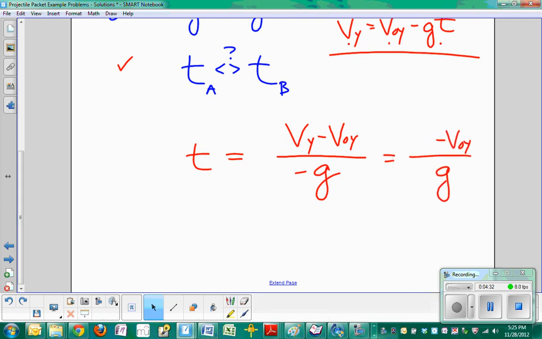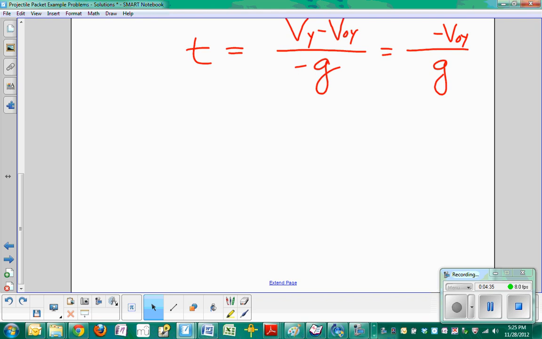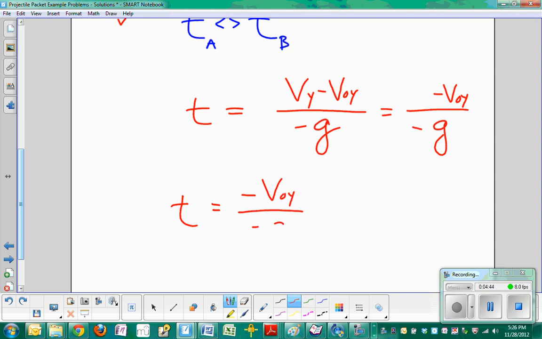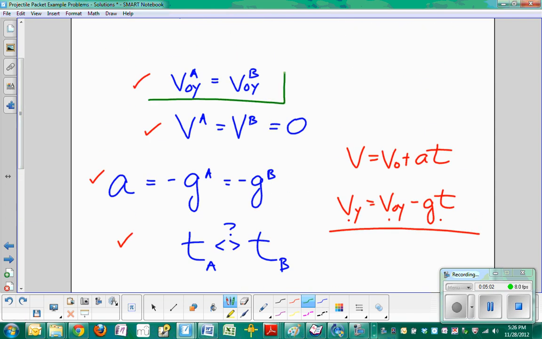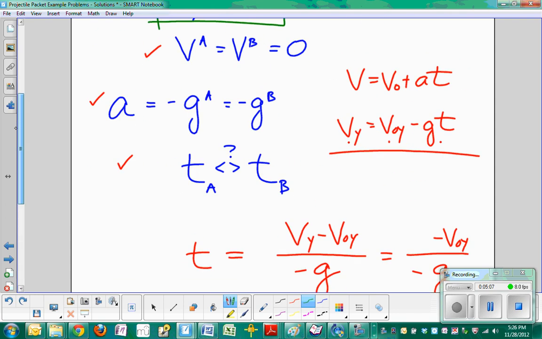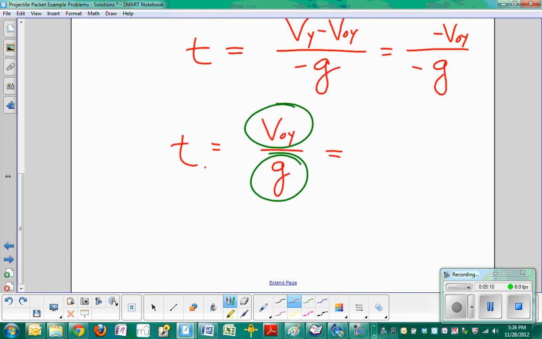Let's take a look at what that means for us. This is still a general expression: t is equal to negative V naught y over negative g. We'll cancel the negative signs. What did we say about the y component of their initial velocities? If they're going to achieve the same height, then their V naught y's were the same. We said that up here specifically. If their V naught y's are the same and they're in the same gravitational field, then T for A is going to be equal to T for B.